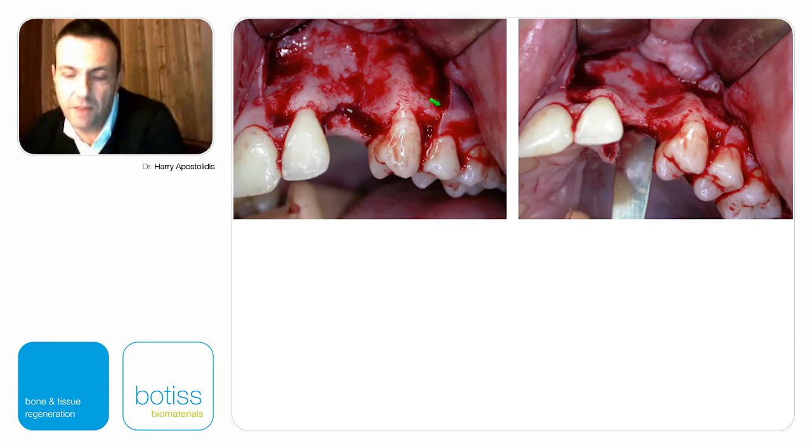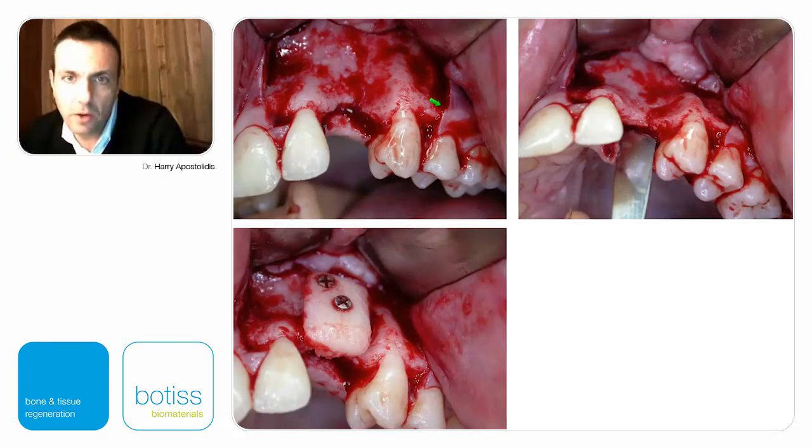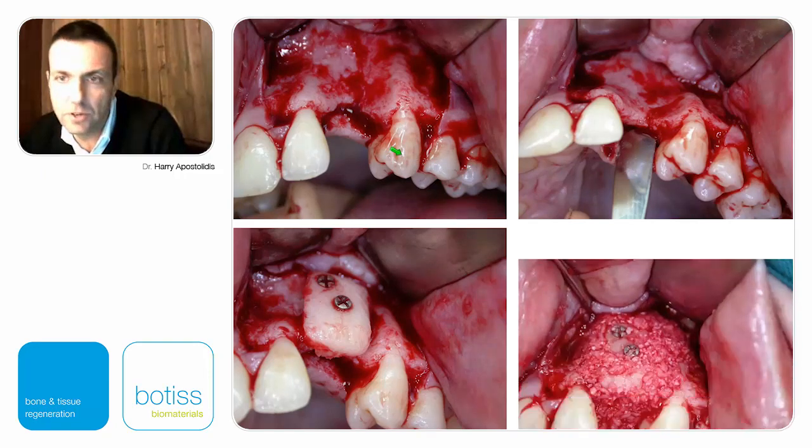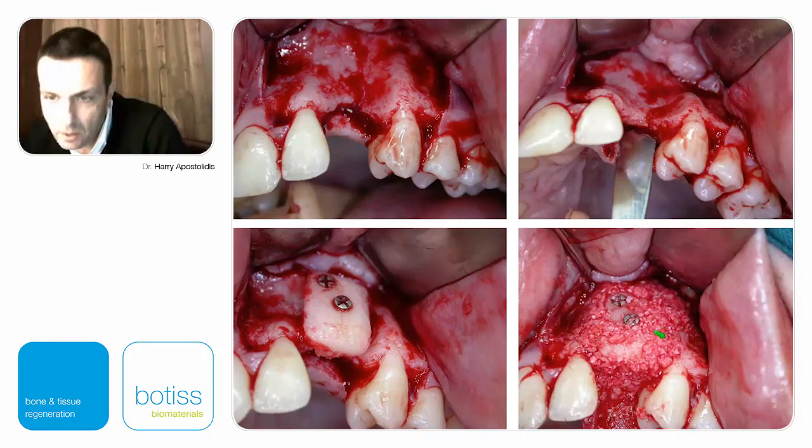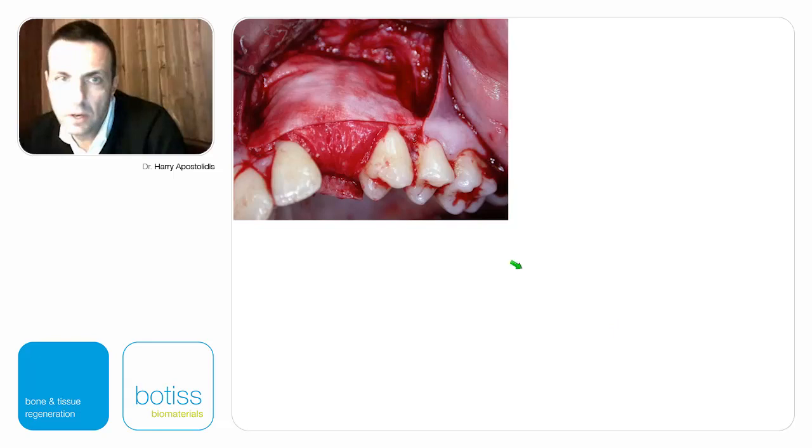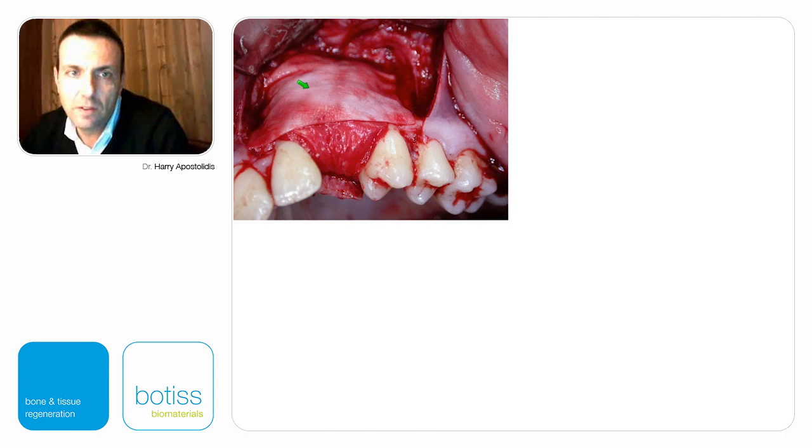So we see the defect here, and we use a bone block from the external oblique ridge. Again, autogenous cortical scrapings, xenograft granules, the Jason membrane pinned and sutured under your palatal flap. Here, I don't remember why, because it's an old case, I tried to do the double layer technique. You don't really need to do that. I used a short-term membrane here, but you don't really need to do that if you have fixated your first membrane.